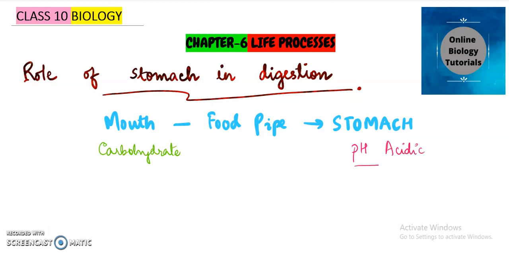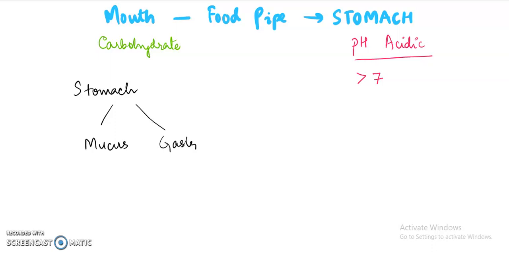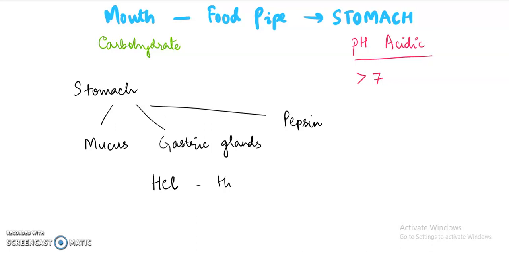When I say pH is acidic, of course it is going to be lower than the value of 7, because 7 is neutral, so it should be less than 7 to make the acidic pH. In the stomach, we need to learn a few things which are mentioned in the NCERT. First is mucus. Second is gastric glands, and third is pepsin. Now this gastric gland helps in producing an acid which is known as hydrochloric acid, right?